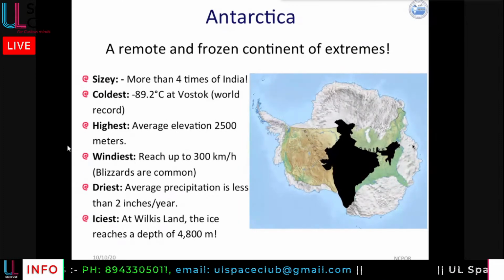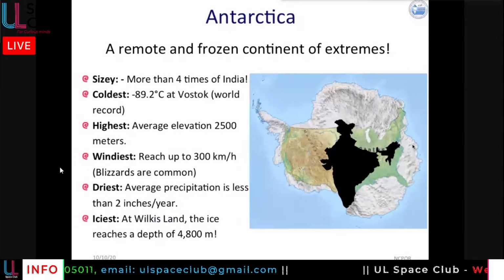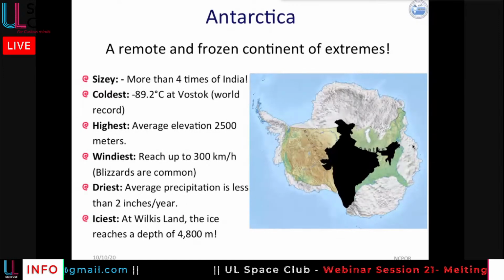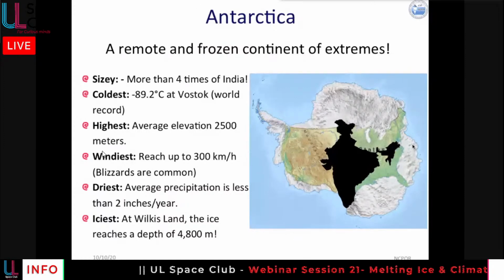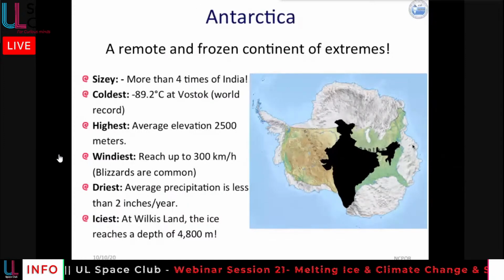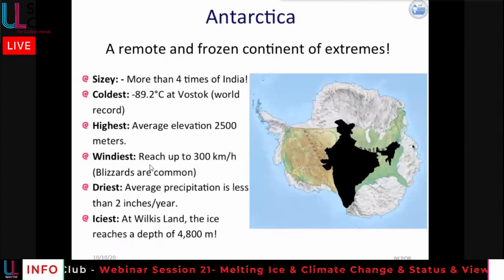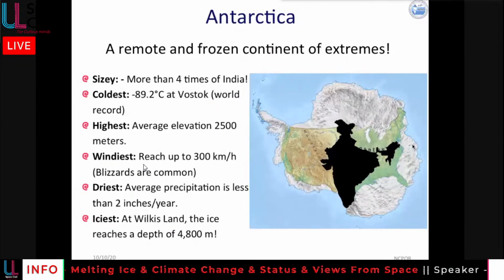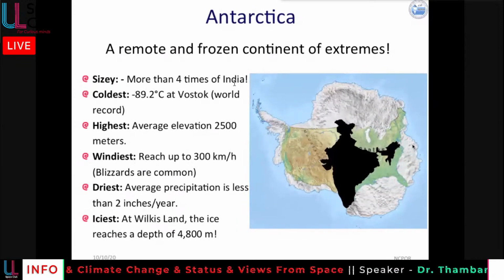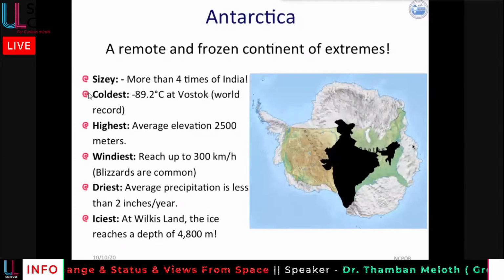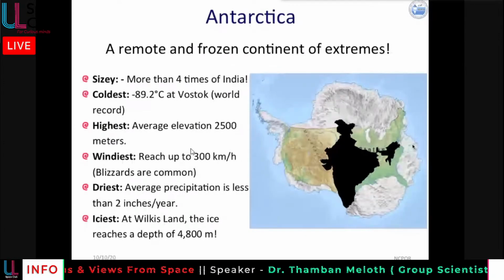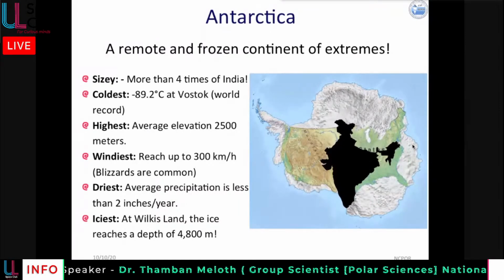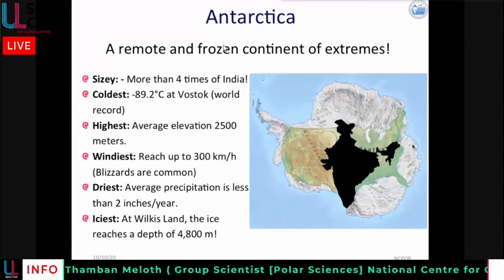Actually, Antarctica is about 4 to 4.5 times the size of India. It's such a huge continent, and it's also one of the coldest parts of the Earth's surface, where temperatures as low as minus 90 degrees have already been reported. But there are also places in Antarctica with even lower temperatures that could not be monitored because there is no station in such cold places. At least the satellite-based studies suggest that there could be temperatures as low as minus 100 degrees Celsius. That is really cold.